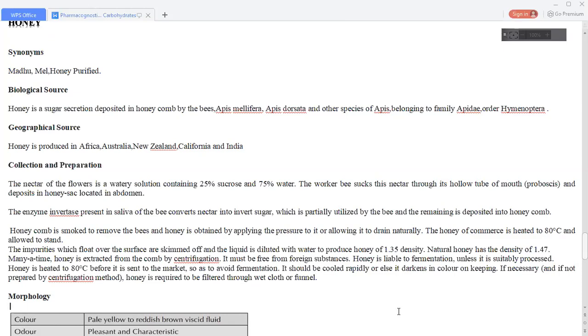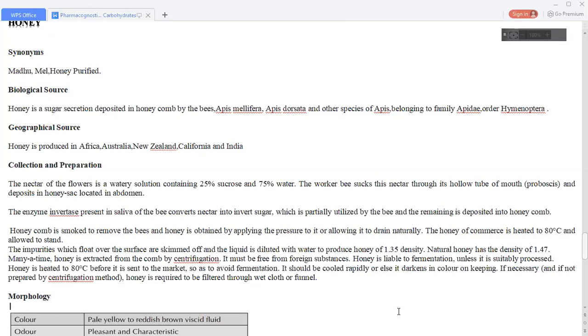Next, the honeycomb is smoked to remove the bees. So up to here, how it is produced, how the honey is developed. Now the next process is how you will collect the honey from the honeycomb. The honeycomb is smoked to remove the bees, and honey is obtained by applying pressure to the comb and allowing it to drain naturally.